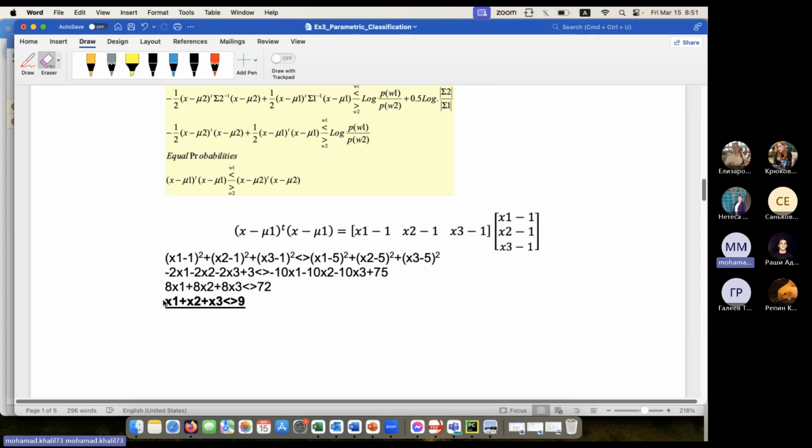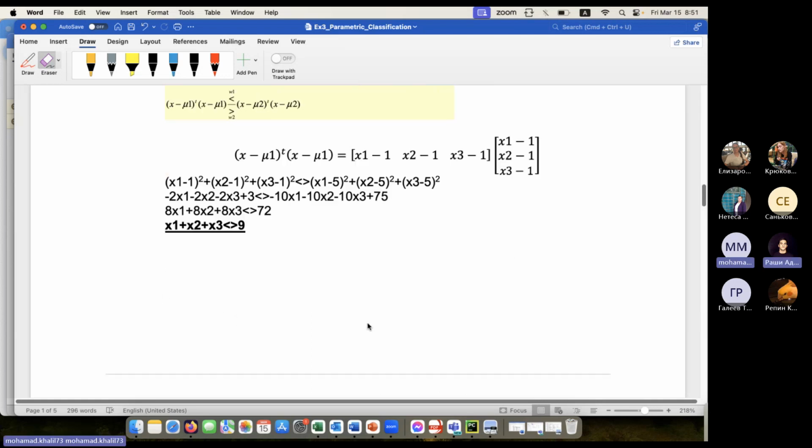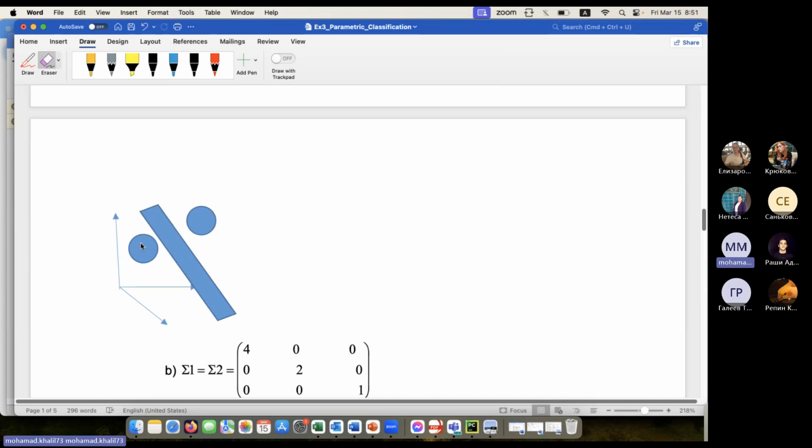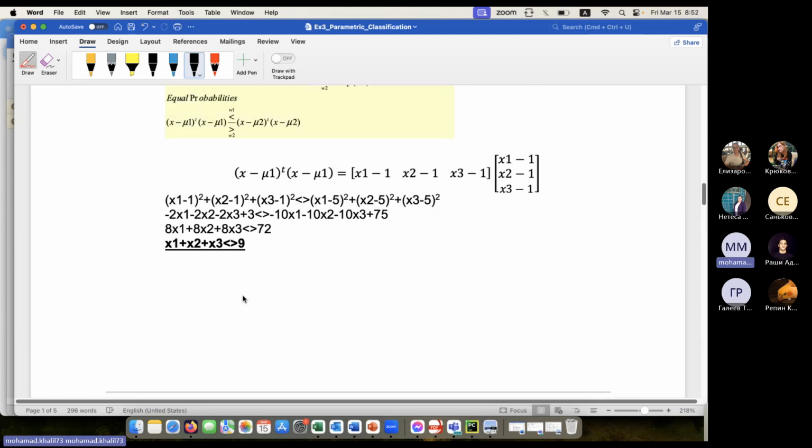What do you think of this? This is a plane. Look, here is the center, 1, 1, 1. The data around is like that. Here are the data, 5, 5, 5. The interface is a plane, linear. Okay? You understand? I answered your question.